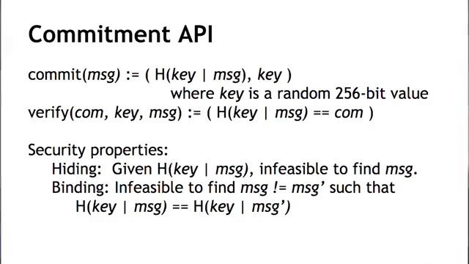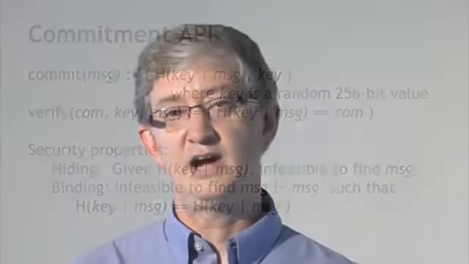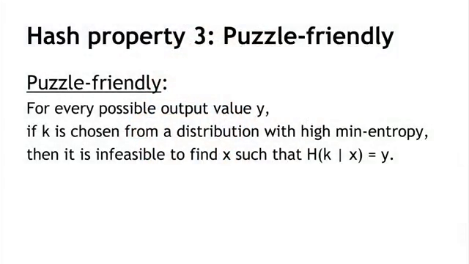Okay, so that's the second security property of hashes, that they're hiding, and the application of that is commitments. The third security property we're going to need is that they're puzzle-friendly. And this is, again, a little bit more complicated, but let me just go through it bit by bit. For any possible output value y that you might want from the hash function, we're going to use y as an output value of the hash later. If k is chosen from a distribution that has high min-entropy, that is, k is chosen randomly from some set that's super spread out, then there's no way to find an x such that the hash of k and x is equal to y.